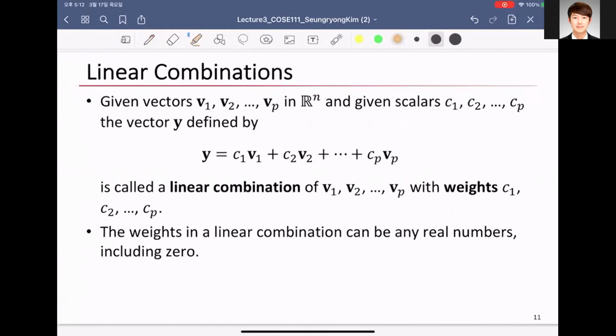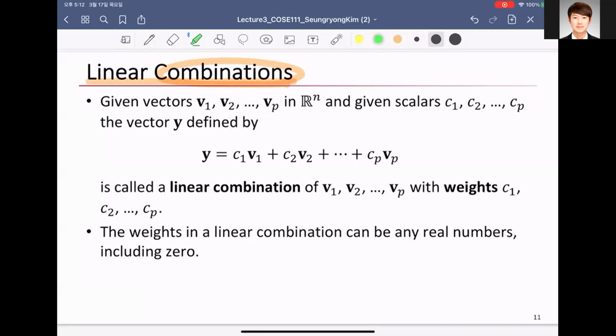One more concept here is the linear combination. In lecture 2, we discussed linear equations. What's a linear equation? Question: what was the linear equation? It was a linear combination of the variables x1, x2, and x3, right? Right? Okay. What is a linear combination?